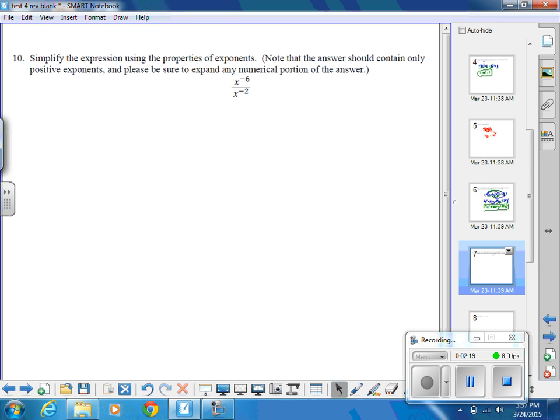Alright, this next one is asking us to simplify using properties of exponents, and our answer should contain only positive exponents. Well, here's the deal. If your exponents are negative where they are, they don't belong there. So just like we talked about, if you had x to the negative 1, you'd rewrite that as 1 over x. Okay, but these are both negative. So one of the ways that we can deal with this is we take this and we flip it completely. Notice now the x to the second is on the top and the x to the 6 is on the bottom, and they're both positive.